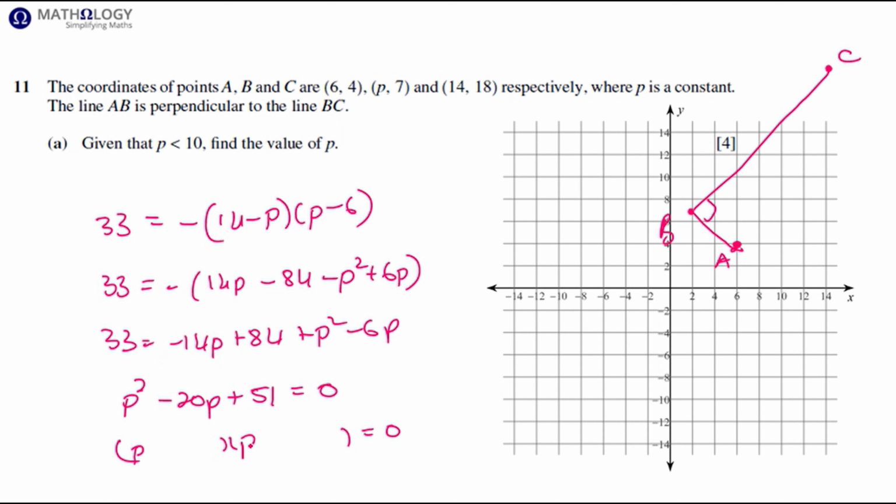So p, the factors of 51 that give you a sum of 20 are 17 and 3, or 3 and 17. So p equals 3, or p equals 17. They said that p is less than 10, so 17 is not applicable. So p equals 3.